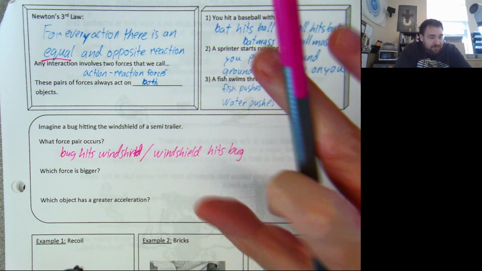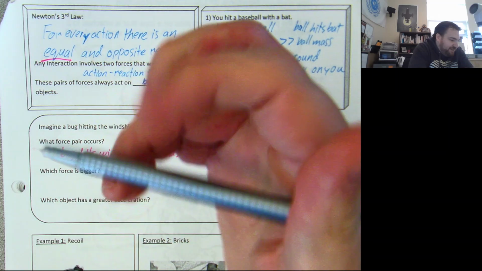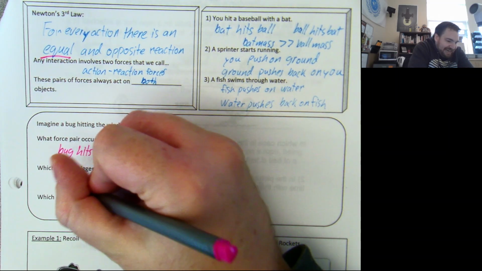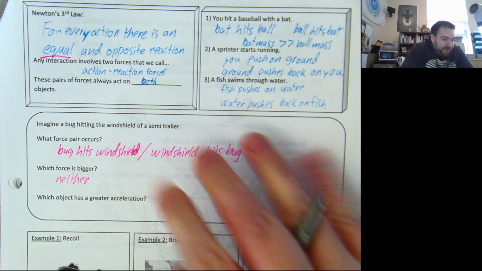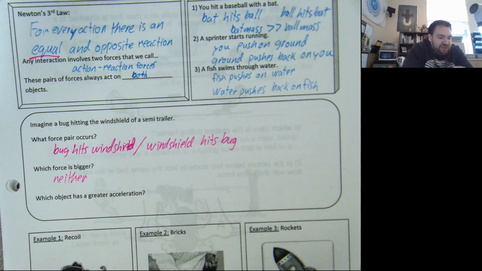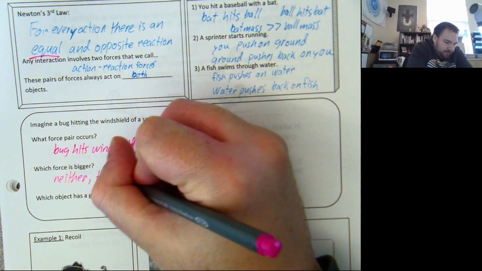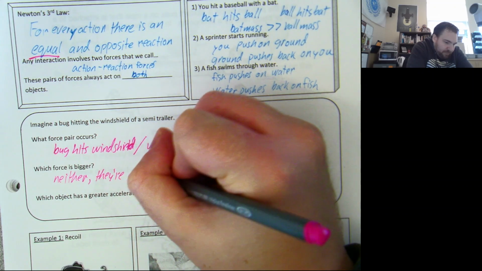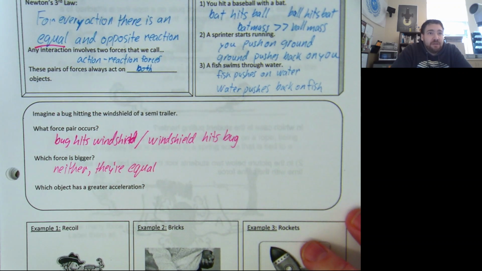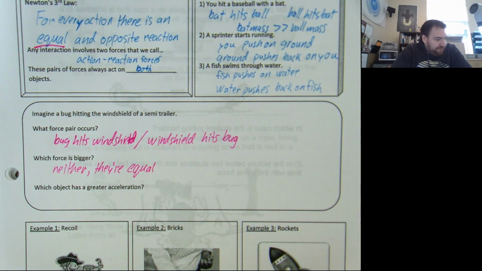The forces are equal. But why does the bug experience it so much worse? Which force is bigger? Neither of them. If the bug hits the windshield and the windshield hits the bug, that is an action-reaction pair. For every action, there is an equal and opposite reaction. They have to be the same. Why does the bug experience things so much more aggressively than the truck does? Well, let's take a look at this.